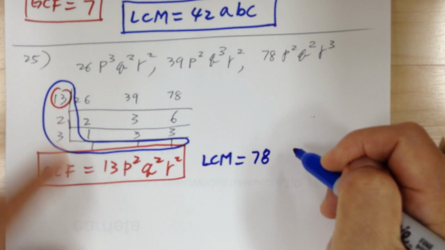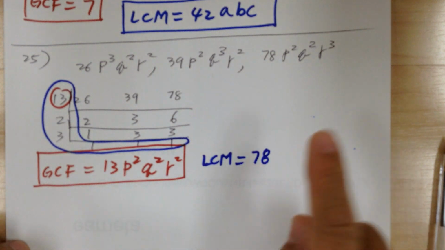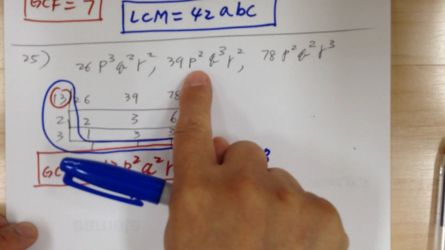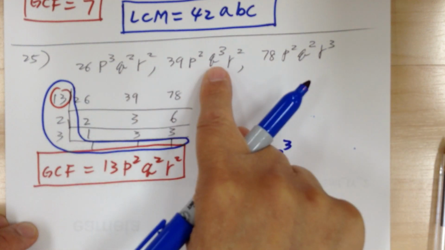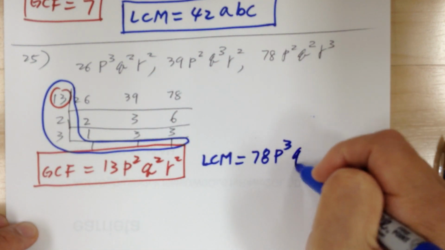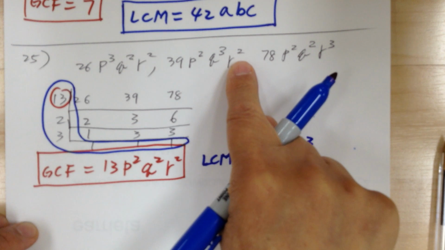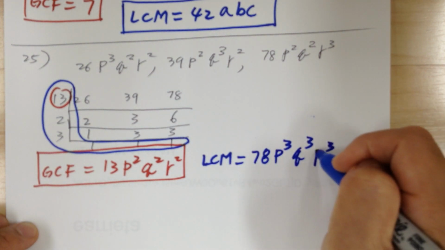Okay? And the alphabet would be P3, P2, P2, so it'd be P3. And Q2, Q3, Q2 would be Q3. You got R squared, R3, so it would be R3. Okay?